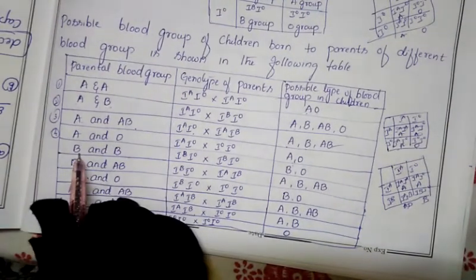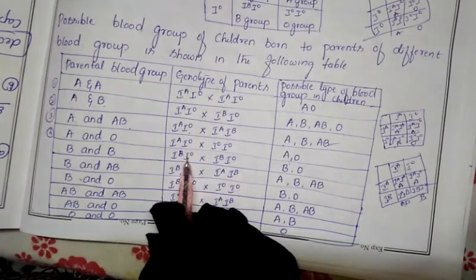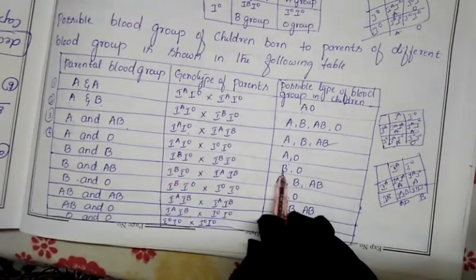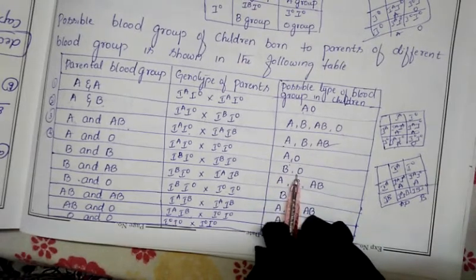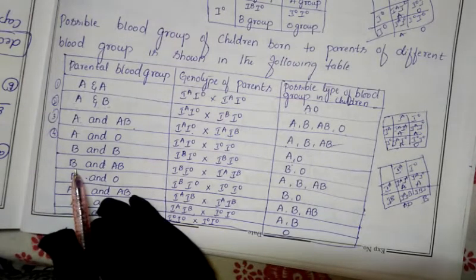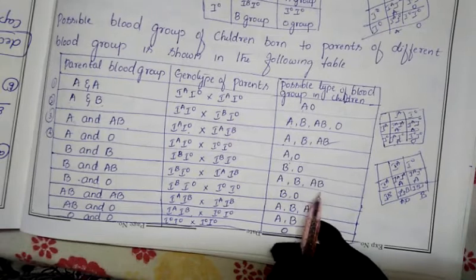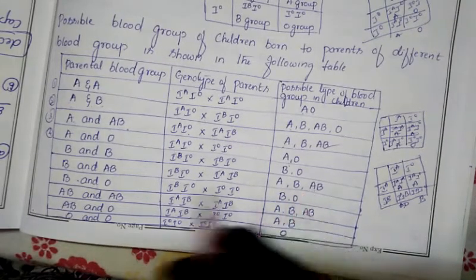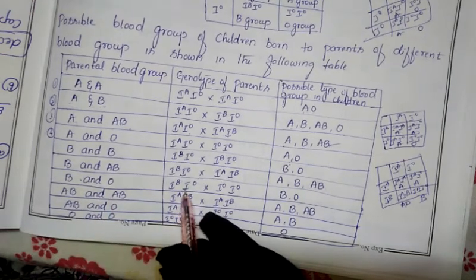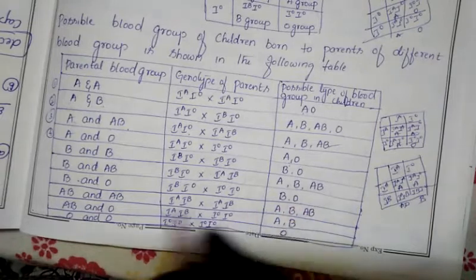Next, in the same way, the parents have B and B blood group. The genotype here is the heterozygous condition, where both are present. So B blood group and O blood group will appear in the offspring. Next, if the parents have B blood group and AB blood group, they may get AB and AB blood group. In the same manner, B and O blood group means the heterozygous condition, IB IO. B and O blood group will appear.